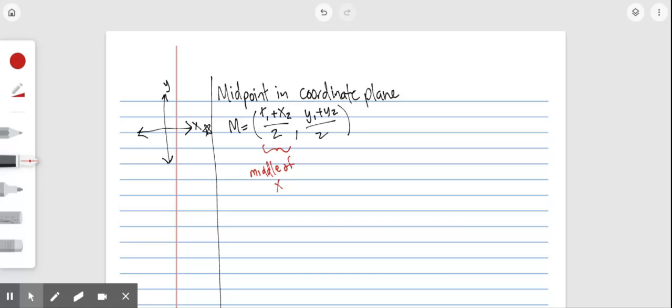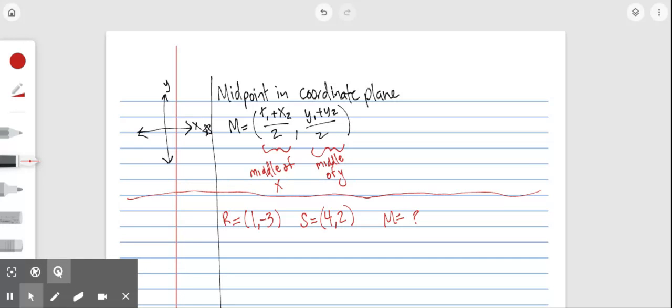Okay, the second one, y1 plus y2 divided by 2. Again, it tells you the middle, but this time of the y's. And because of how a straight line works, this point will always exist on the line that you've originally drawn. So let's do a few examples.